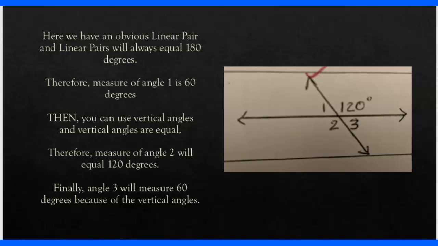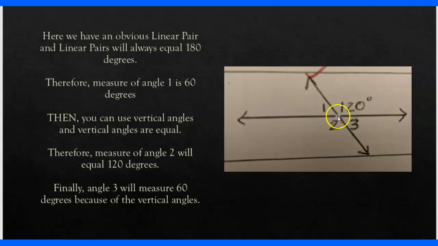All right, the next page, page 2, showed this diagram. In this diagram, you had just a few little instructions: you were to find the measures of angles 1, 2, and 3. Now, we have a couple of things going on in here.